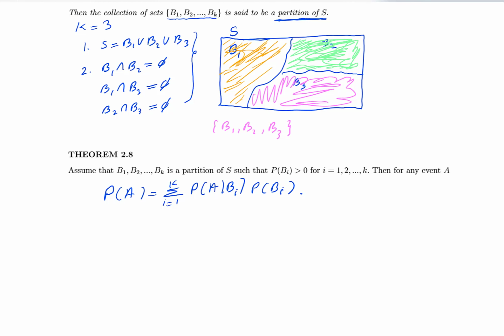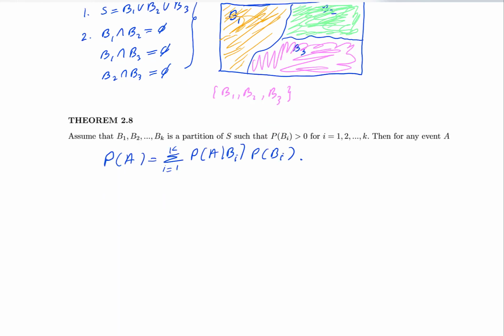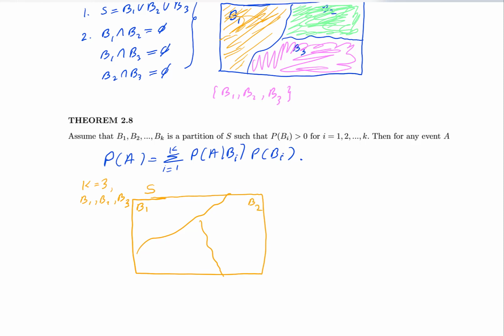Let me explain this using the above example. It means, for the three sets, again k equals 3, we have B1, B2, B3, three sets. So we can draw this one. That is the S, and there are three sets satisfying the above two conditions. So I draw this one. Like this, this is B1 and this one is B2 and this one is B3, right?